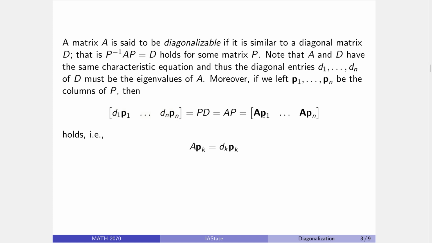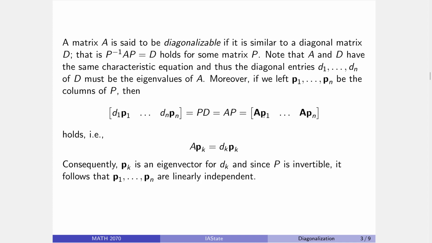So note, we have to have A P_k equal to D_k P_k, meaning that the columns of P have to be the eigenvectors associated with the eigenvalue D sub k. And furthermore, since P is invertible, we know that all of those eigenvectors must be linearly independent.